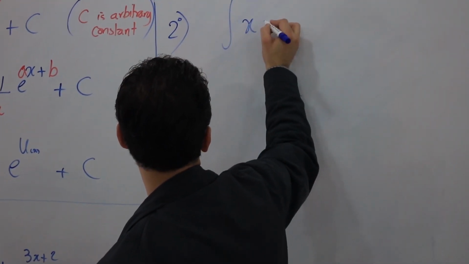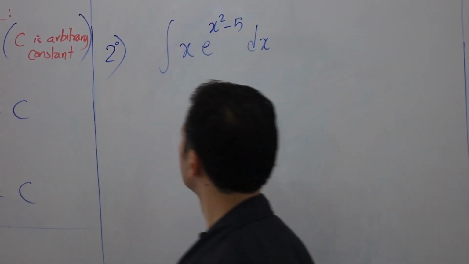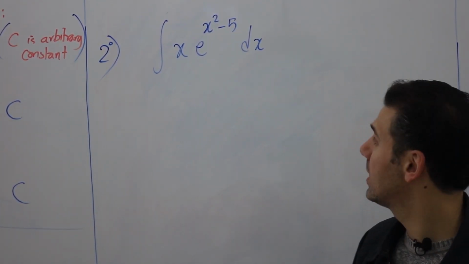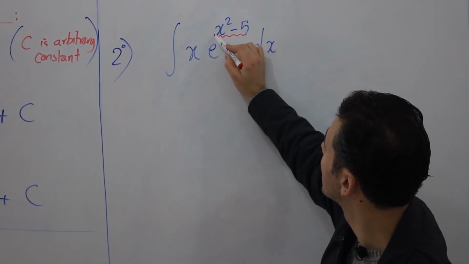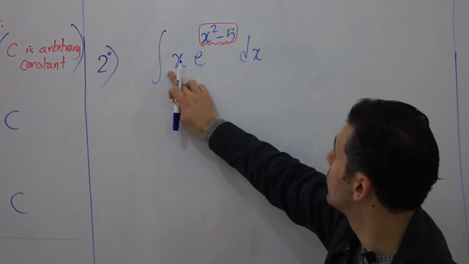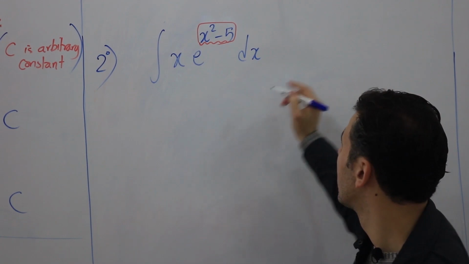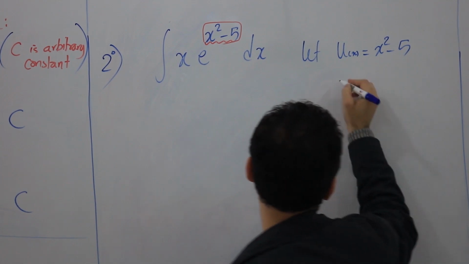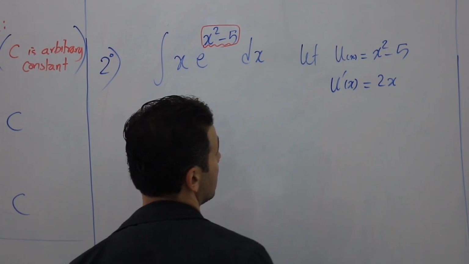The second one, let's say we have the integral of x e^(x²−5) dx. Try to similarize this with one of these cases. As you see, we don't have x here, we have something which we usually call u, and we should have u prime. If you let u of x equal x² − 5, you can easily find u prime of x. It will be the derivative of this, 2x, and the derivative of that is 0.